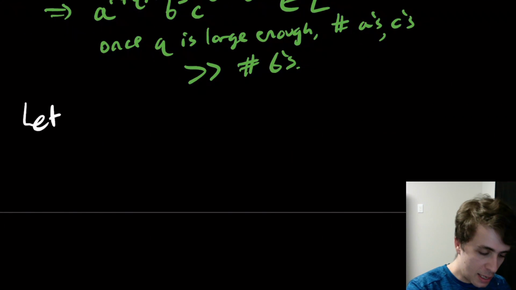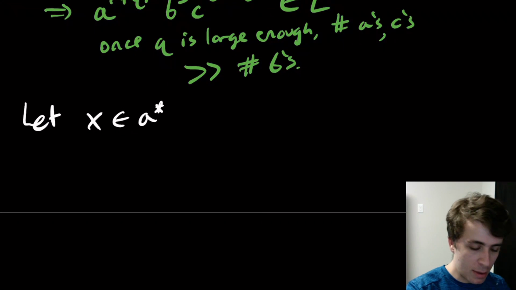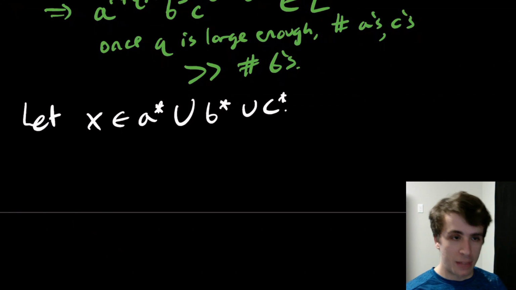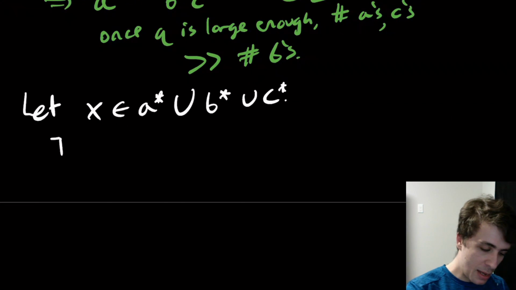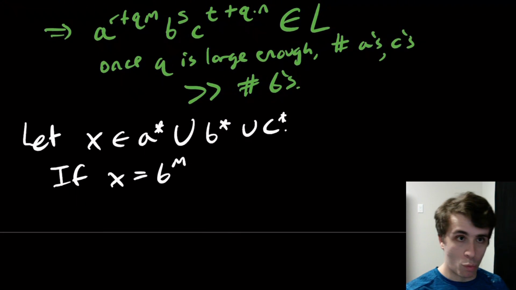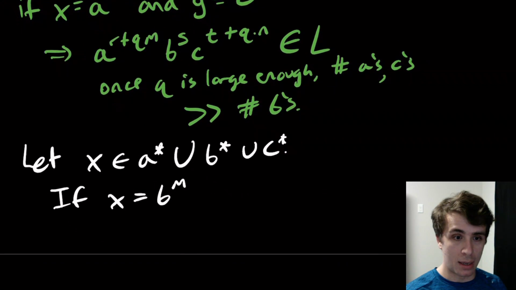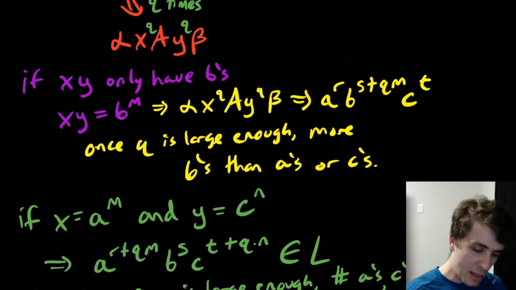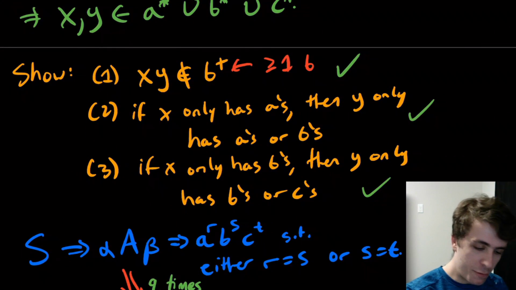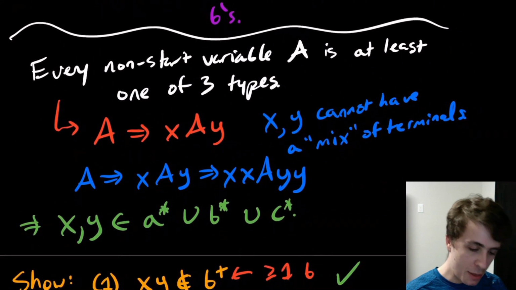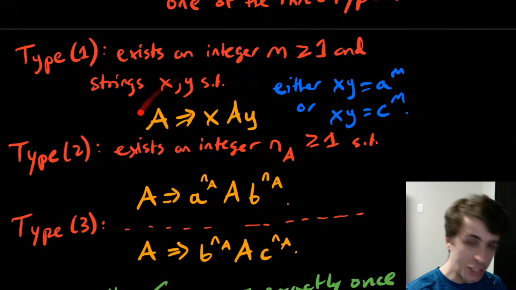So let X be in either only A's or only B's or only C's. Okay, so then what we have here is if X is only B, so let's say B to the M here, then what we have is that, actually no, sorry, it's A's. I got this mixed up. If it's only A's, then the variable that we're looking at right here, the variable A, must be of this right here. Must be this. And actually from that, therefore, it must be one of these two types.